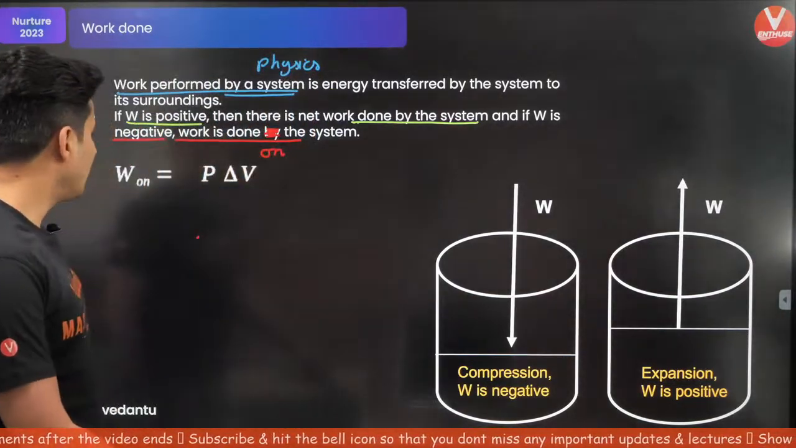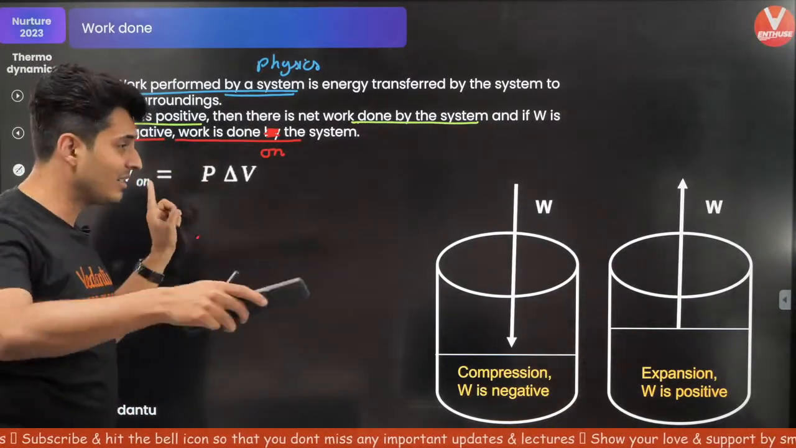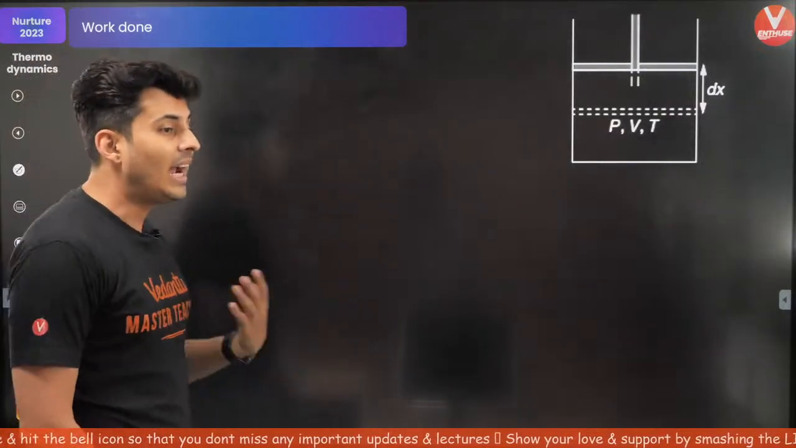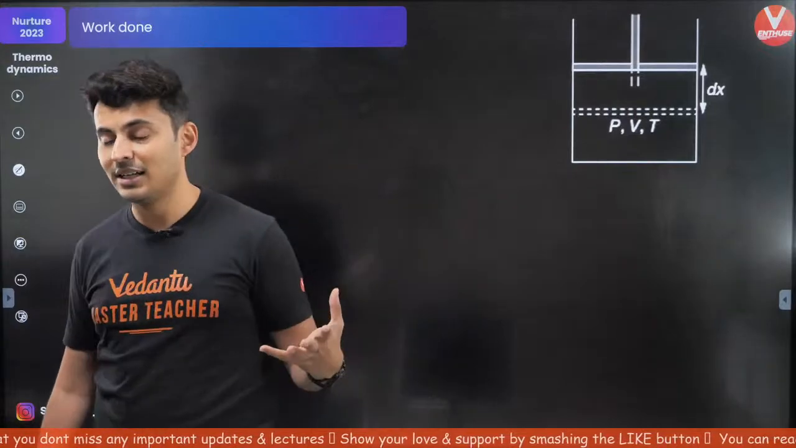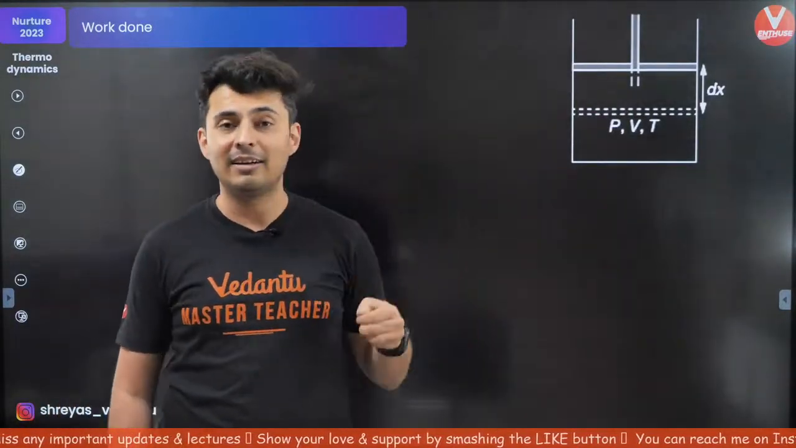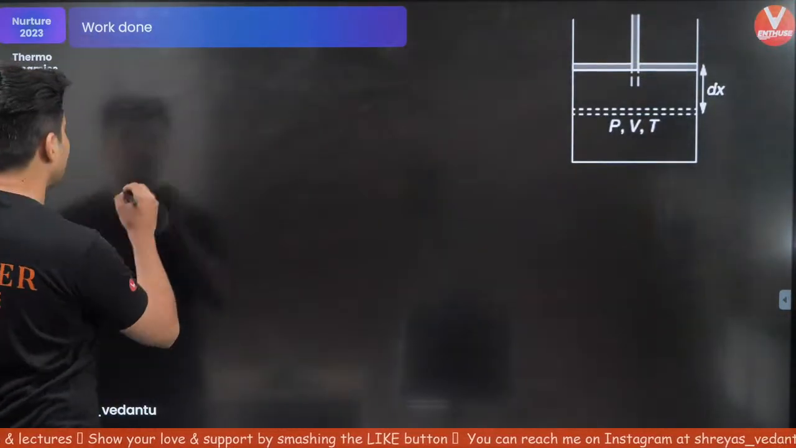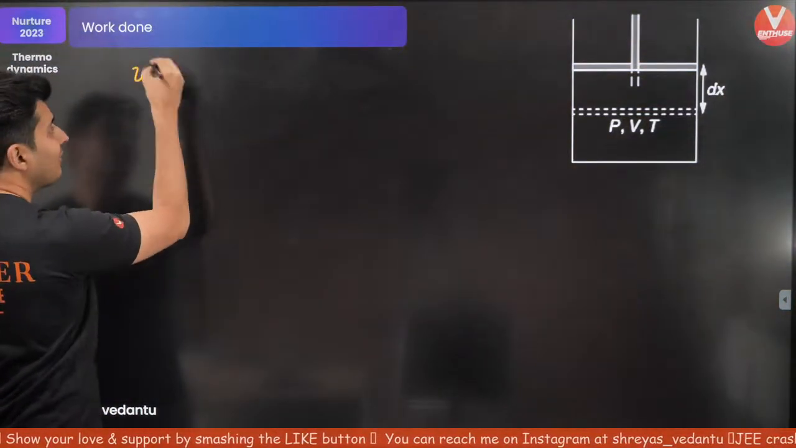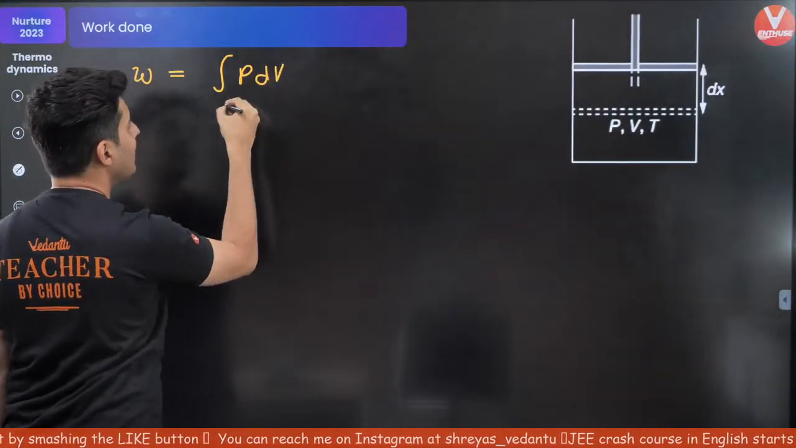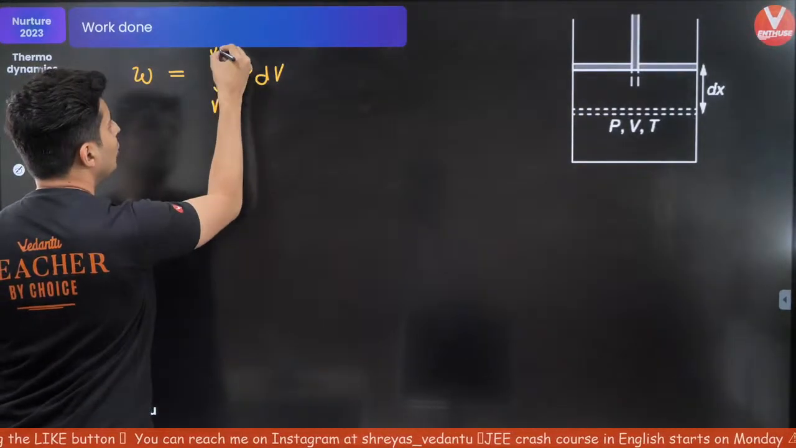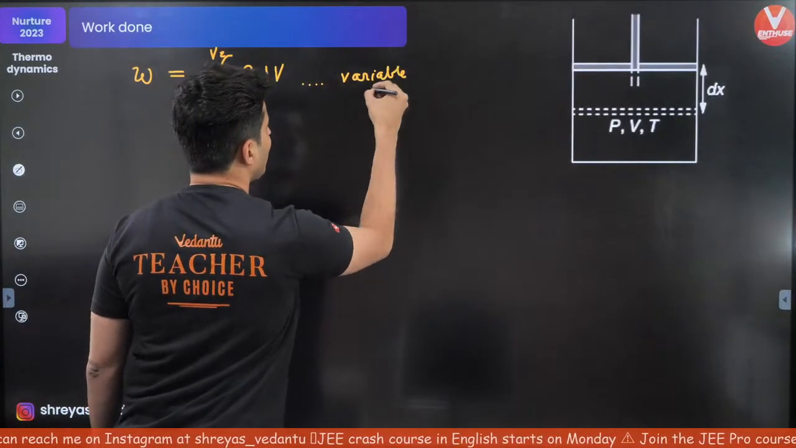So a big chart for all of you, and a very important formula. Work done is P delta V in physics. In chemistry it is minus P delta V. Be careful. And when the pressure is not constant, then you cannot use P delta V. You have to use the integration formula. That means it should look something like this. So work for variable pressure will be the integral of P dV from V1 to V2. This is when you have variable pressure.